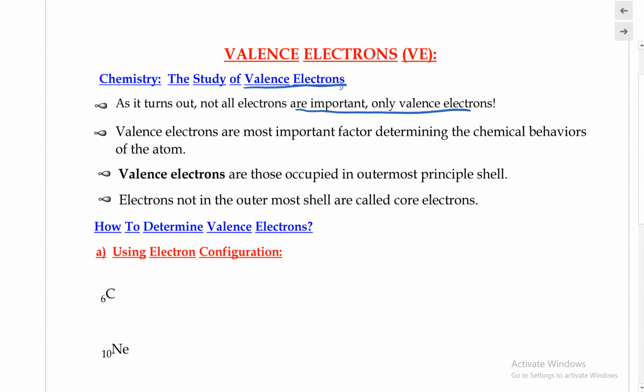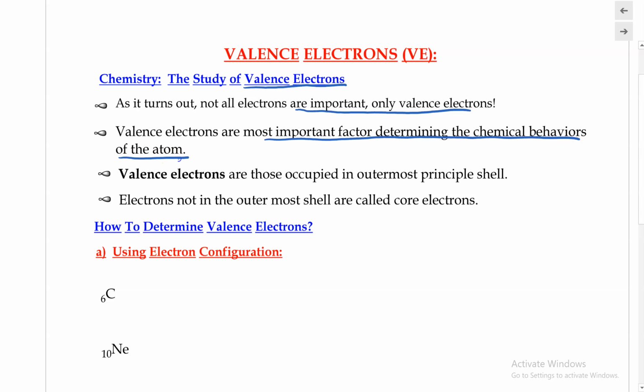On the very first few days of this class, we started out defining chemistry as the study of matter and how they interact. And later on, we redefined chemistry as the study of electrons. And now at this point, we will further redefine chemistry again, in which chemistry is the study of valence electrons. So valence electrons are the most important factor that determines the chemical behavior of an atom.